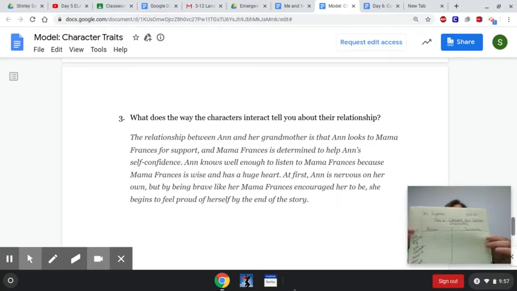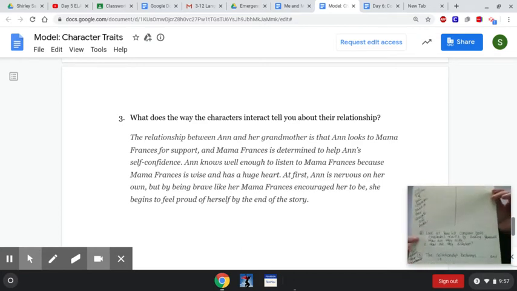So as I wrote right here, number 1, I'm going to list 3 either actions or thoughts about Rose, and I'm going to list 3 actions or thoughts about Susanna. Once I've listed my 3, I'm going to go to step number 2, and I am going to ask myself 2 questions: how are they alike, and how are they different? And then I'm going to answer my question number 3, and that is about their relationship.